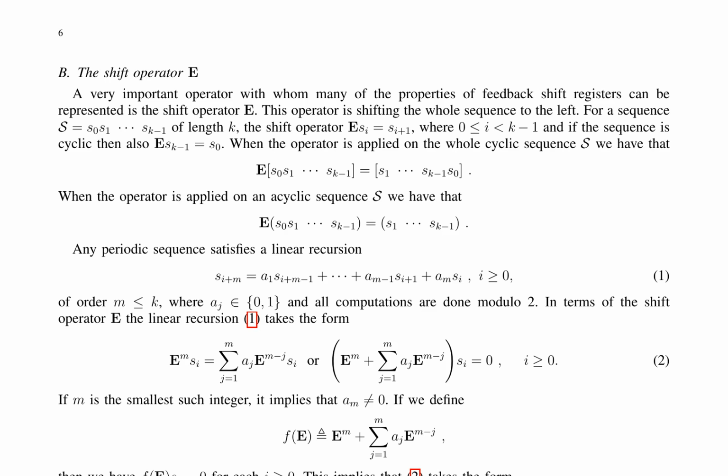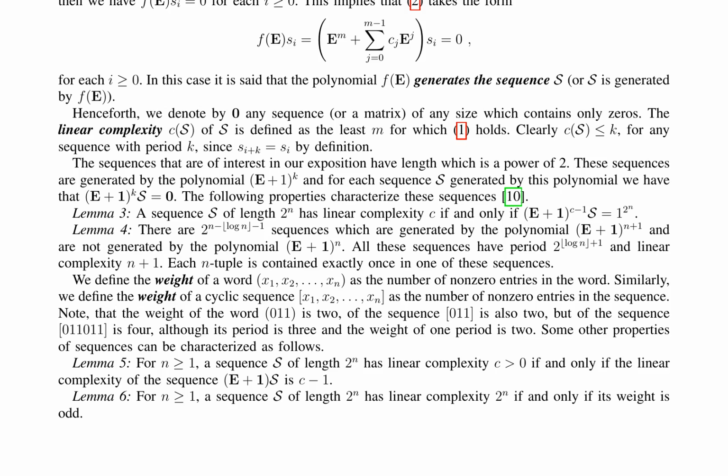This recursion can be represented using the shift operator E as E^m S = sum over j equals 1 to m of a_j E^(m-j) S. If m is the smallest such integer, it implies that a_m does not equal 0. The polynomial f(E) = E^m + sum over j equals 1 to m of a_j E^(m-j) generates the sequence S if f(E) S_i equals 0 for each i greater than or equal to 0. The linear complexity C(S) of a sequence S is defined as the least m for which the linear recursion holds, and it is clear that C(S) is less than or equal to k for any sequence with period k.